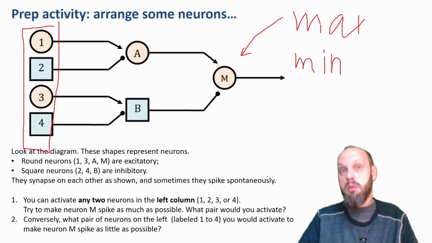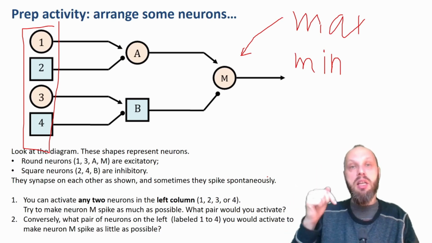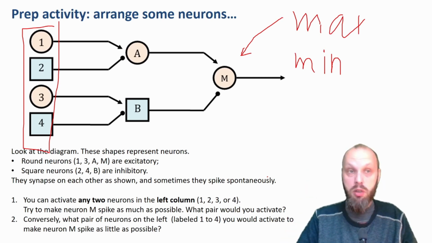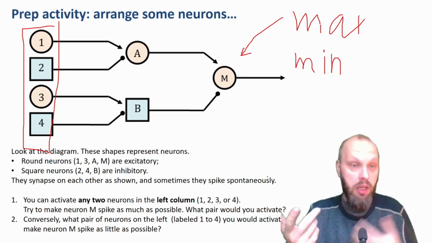So let's assume that the default is not a silent neuron, but a neuron that spikes every now and then. In the first assignment, you need to maximize the spiking of neuron M, and in the second assignment, you need to minimize the spiking of the neuron M. Pause the video, come up with an answer, then continue and compare to my answer. It's pretty simple. Good. Let's look at that.